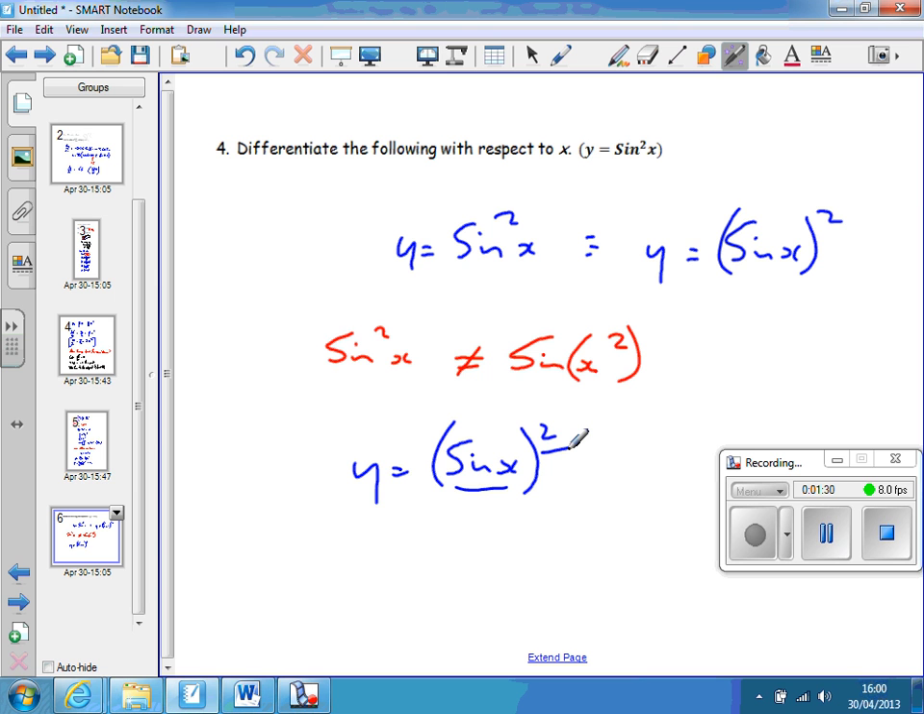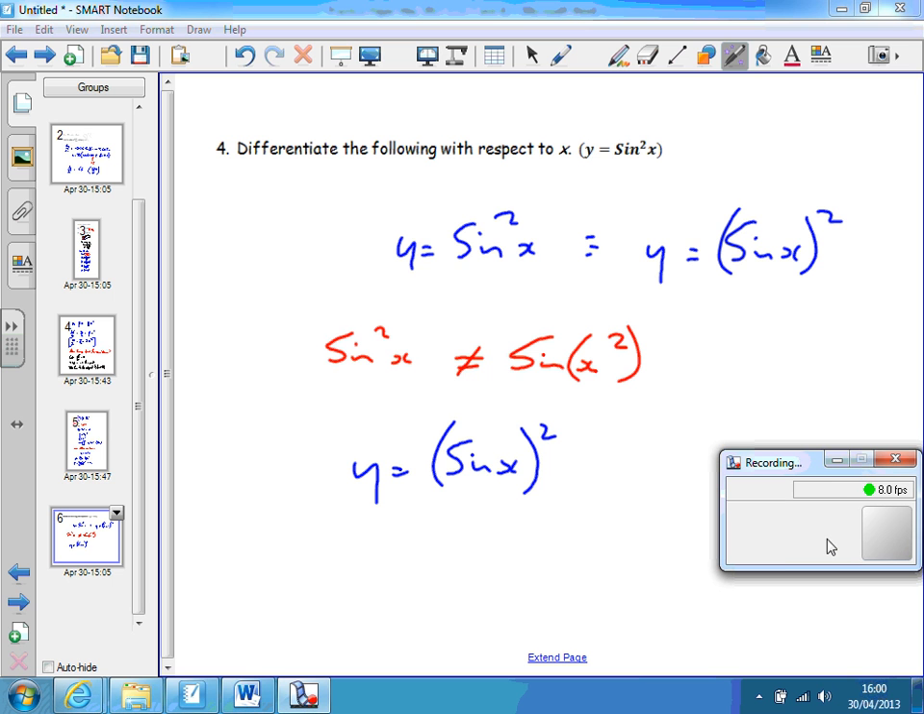If I was asked to find out what y was, I would first of all find out what sine x was, then I'd square it. So I've got one function inside another function. So I have to use the chain rule to do this. Have a look at the chain rule and see if you can suss out what to do and go through it. I'll pause the video at this point.